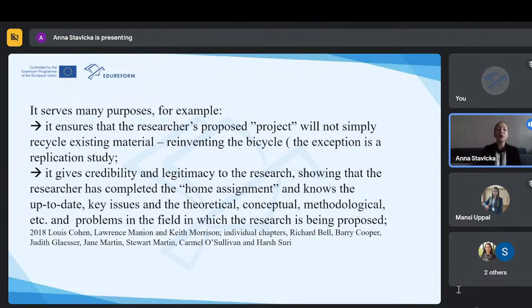So, literature review gives credibility and legitimacy to the research, showing that the researcher has completed the home assignment and knows the up-to-date key issues and the theoretical, conceptual, and methodological problems in the field in which the research is being proposed. Completing your home assignment is very important to bridge the gaps.